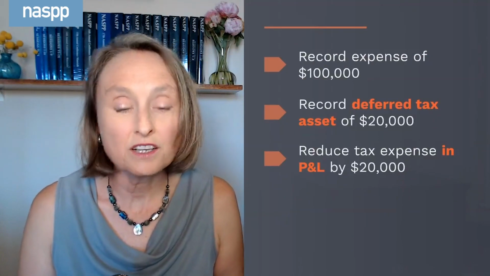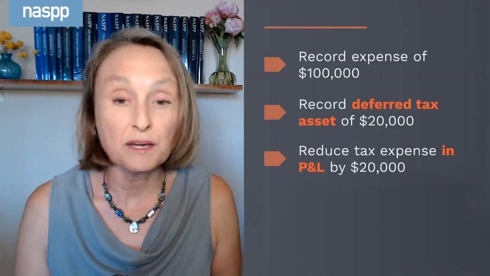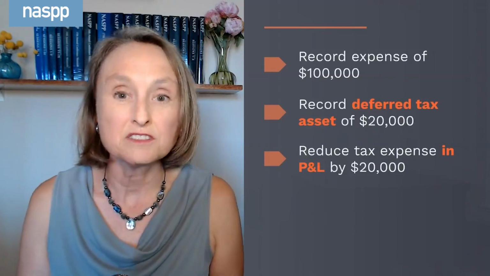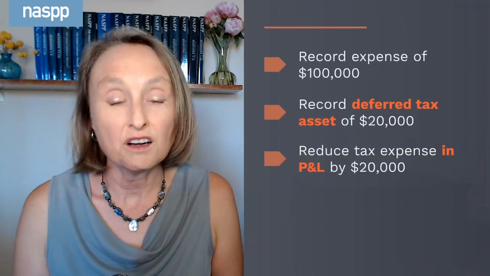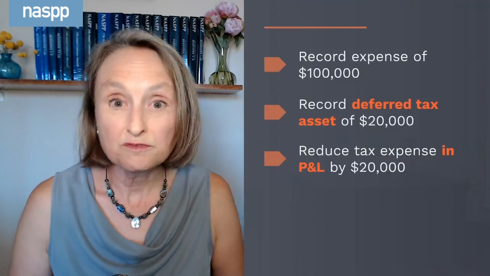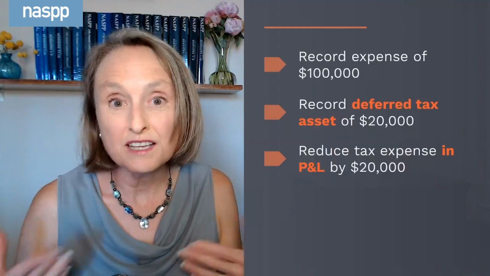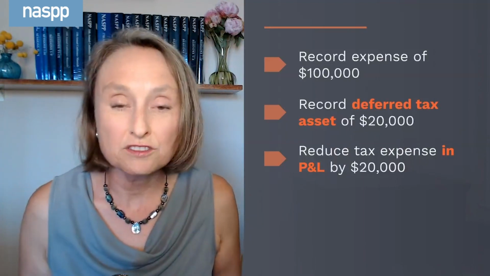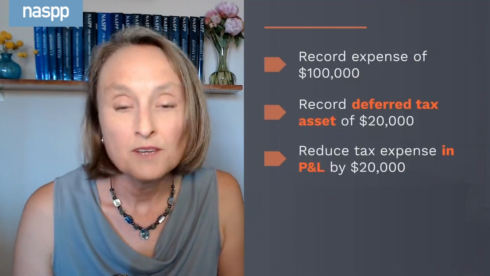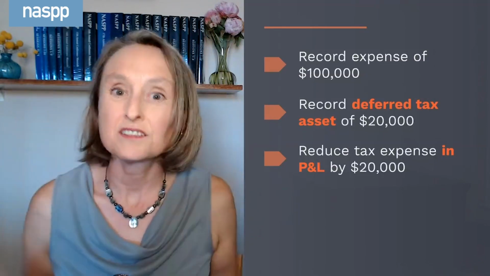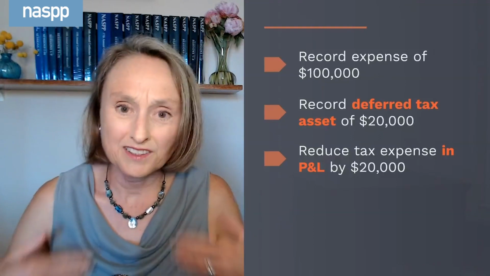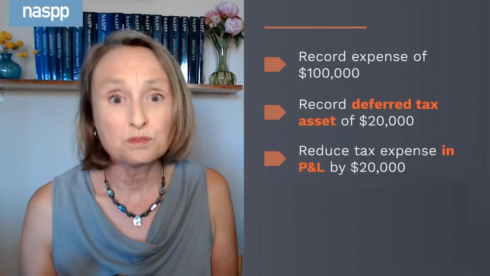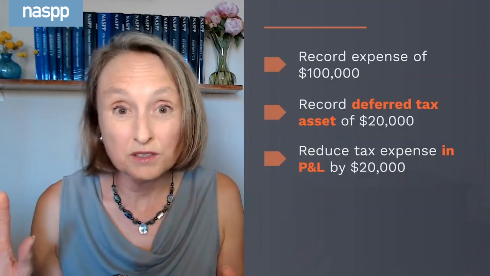In order to account for this RSU, the company is going to record expense of $100,000. Then they're also going to record something called a deferred tax asset of $20,000. That deferred tax asset represents the tax benefit that the company eventually expects to receive for the RSU. And I'm using the word expects a little bit loosely here, because in reality, the tax deduction or the tax benefit the company expects to see is probably completely different than $20,000.